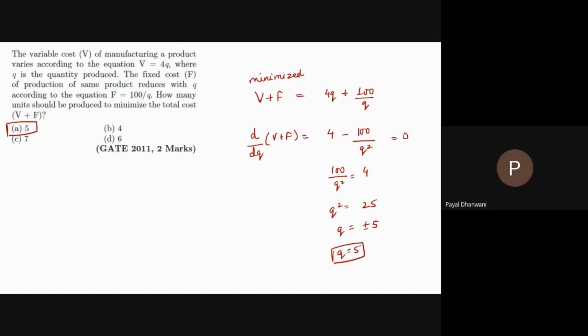Sir, can't we do this simply by substituting the values of Q in V plus F and checking? Yes, that is also something you can do. You have 4 options, so you will have to do 4 iterations. You can directly substitute the values into the equation and find out the answer.